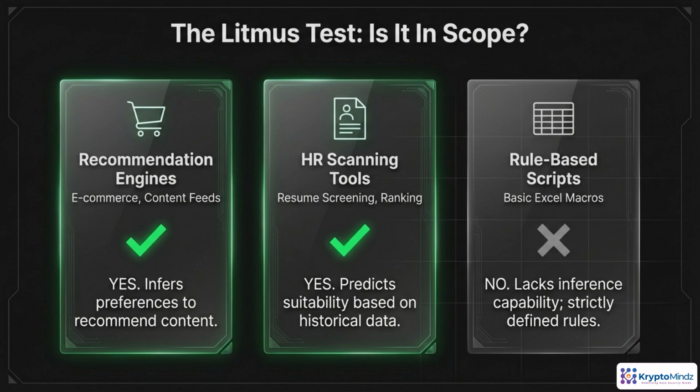Here's a quick litmus test. If a system learns patterns and then makes predictions or recommendations, it's typically in scope. Recommendation engines and CV screening tools clearly qualify. By contrast, simple rule-based scripts or Excel macros that just follow fixed instructions generally fall outside the EU AI Act's definition.